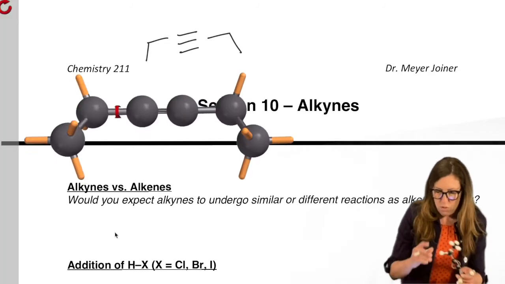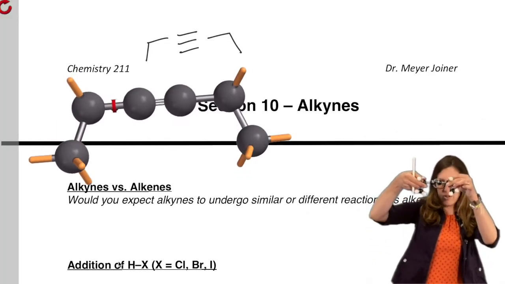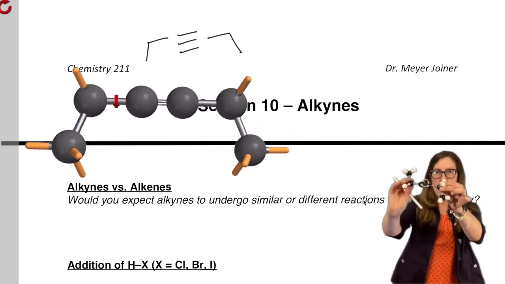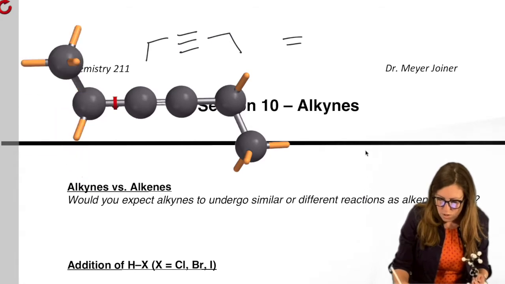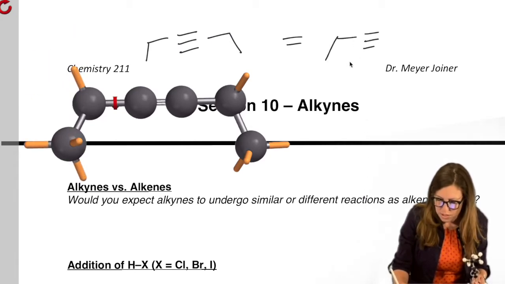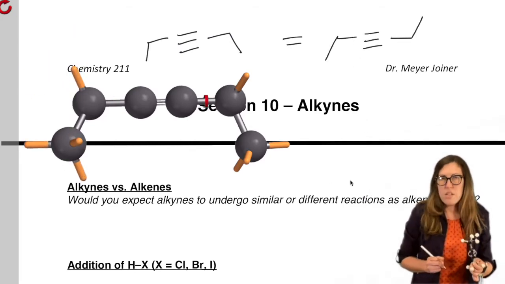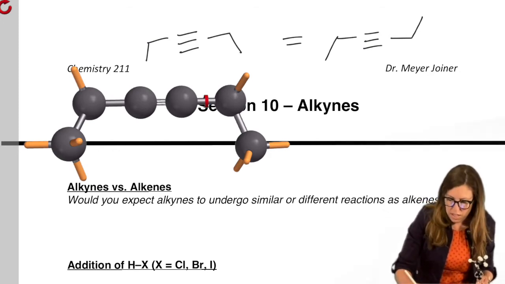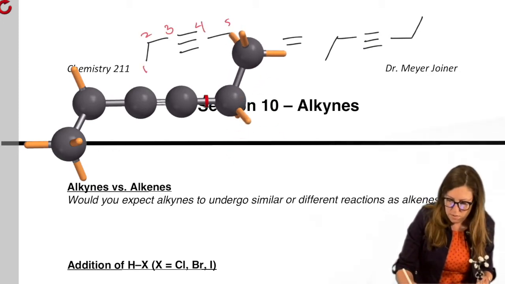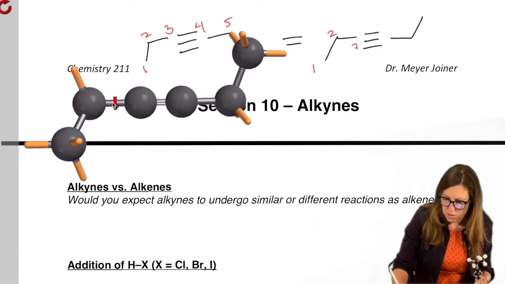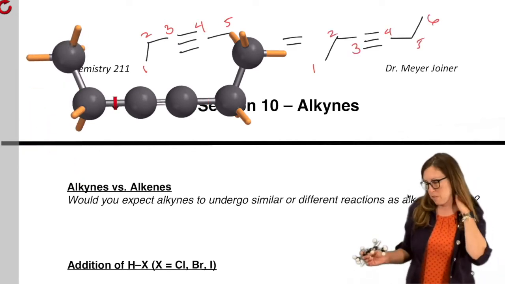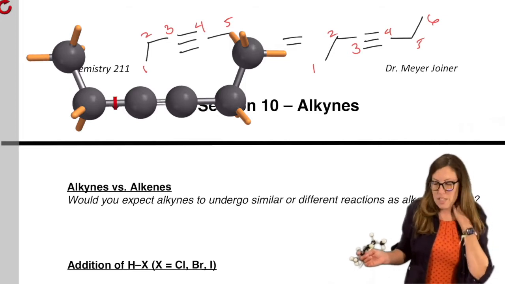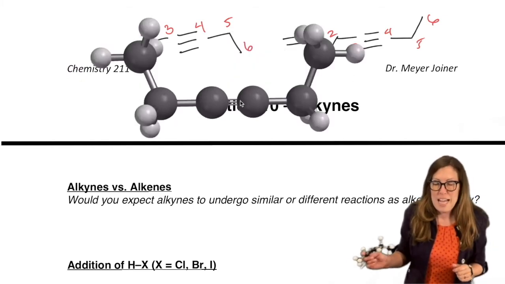I could have also rotated, so I drew it kind of like this, but I could have drawn it up like that. So I'm allowed to rotate those single bonds still, of course, but the bonds with the alkyne stay fixed. 3, 4, 5, 6. 1, 2, 3, 4, 5, 6. Same thing, right? So this would be 3, because that's where the alkyne starts, hexyne.